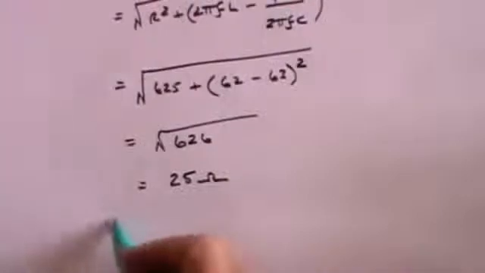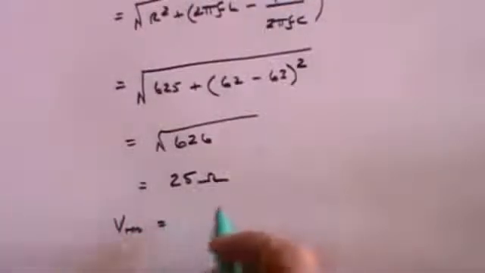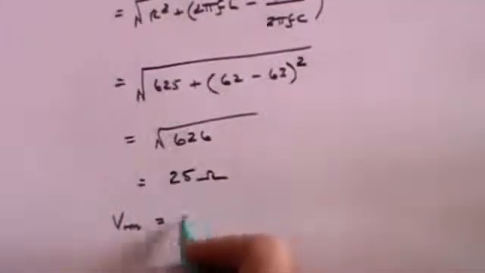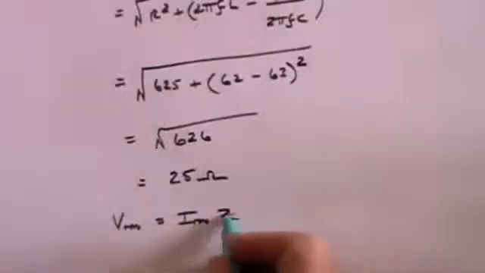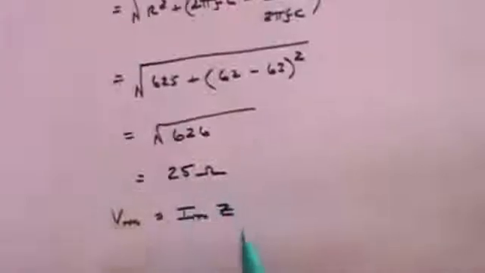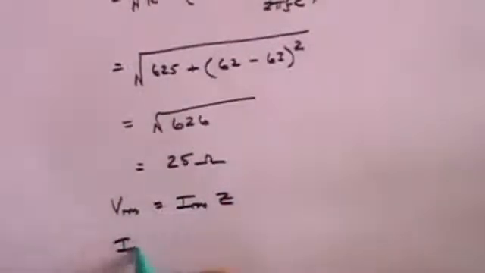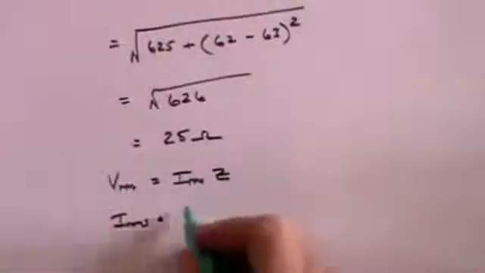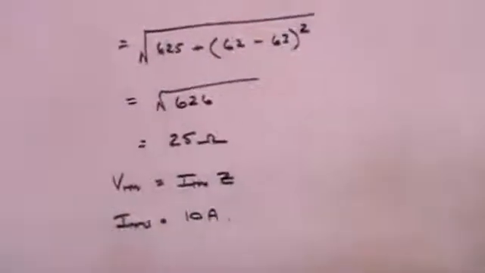We know that VRMS is equal to IRMS times Z, and of course we know that VRMS is 250 volts. We've just calculated Z, so obviously IRMS is going to be VRMS, 250, divided by Z, which is 25. That means that IRMS is equal to 10 amps, which is a high current.